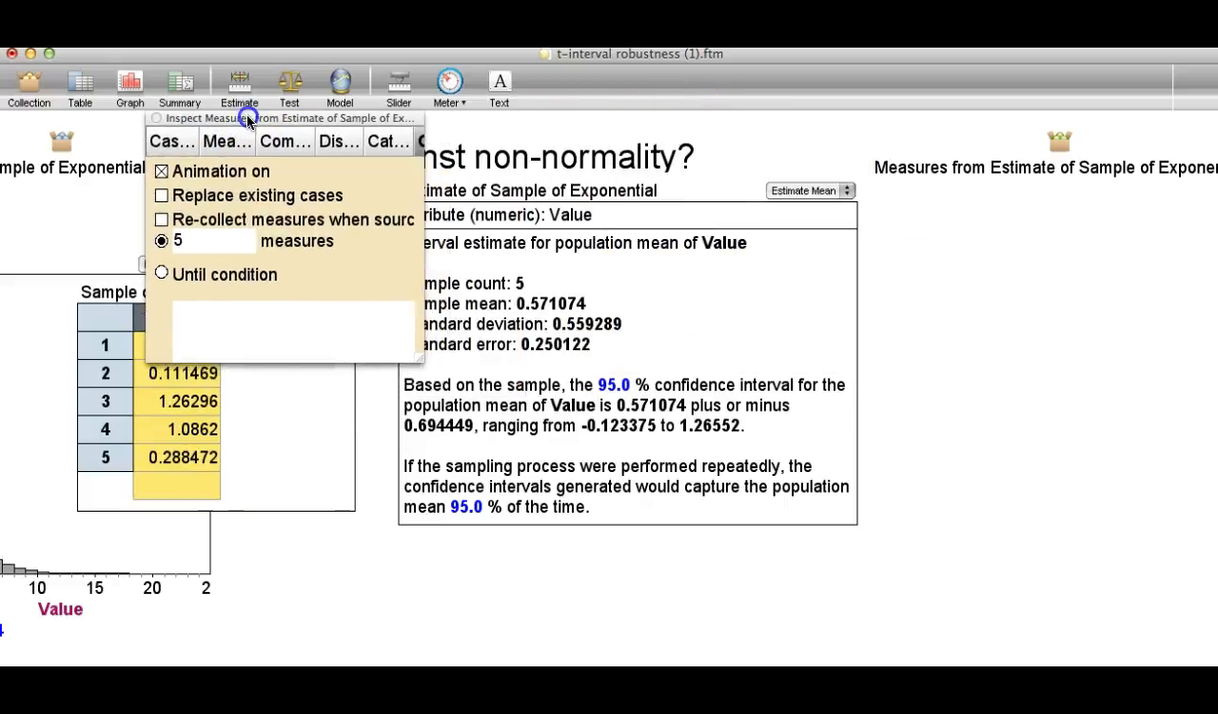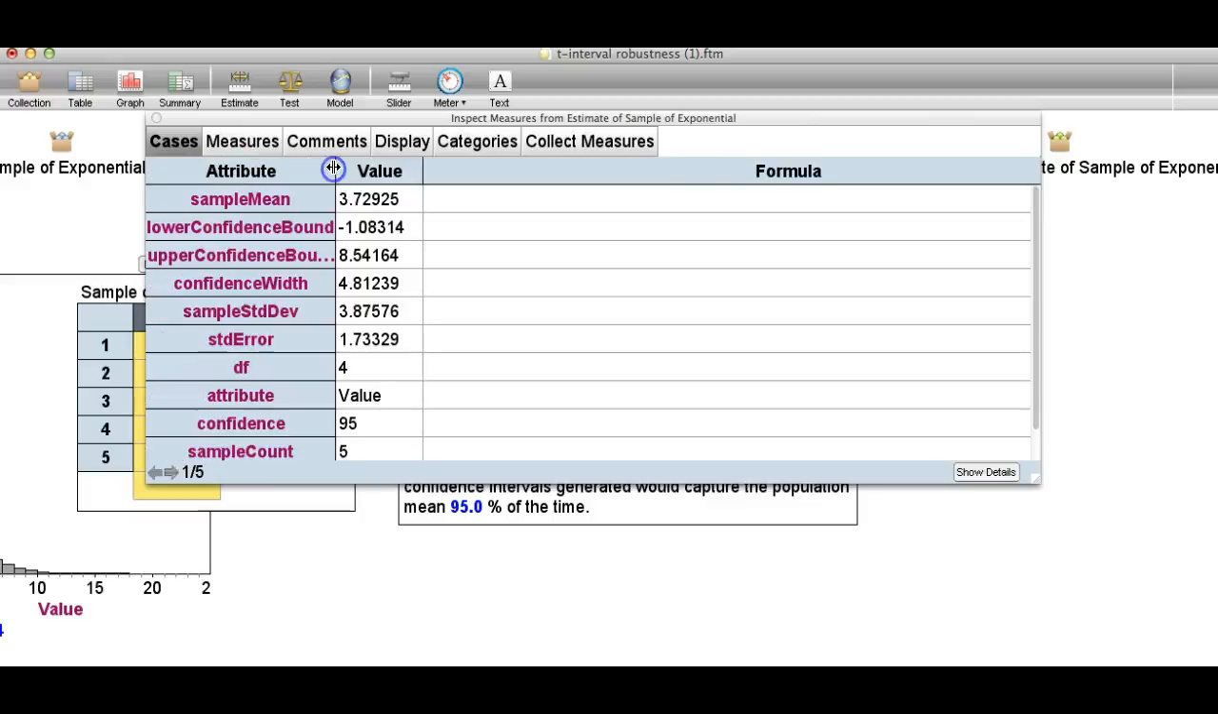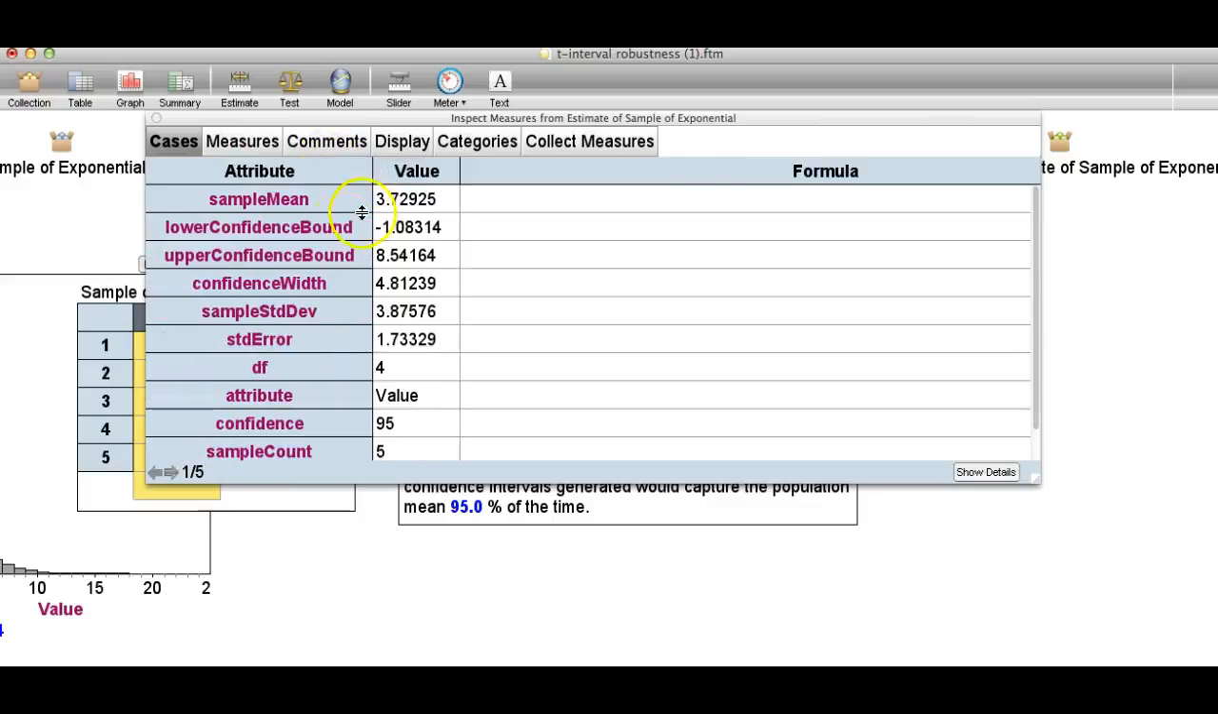So I've created 5 different confidence intervals. And let's see what we've got here in terms of what's been gathered. We have a sample mean for each interval, a lower confidence bound, an upper confidence bound, a confidence interval width, our sample standard deviation, standard error, degrees of freedom, which is our sample size minus 1. Our attribute is value. That was the name of this particular set of data. We have our confidence level of 95% and our sample count of 5. So this interval captured the truth. It has 2 contained within the lower bound and upper bound. So does this particular interval, but not this one. This one contains 2, and this one doesn't.